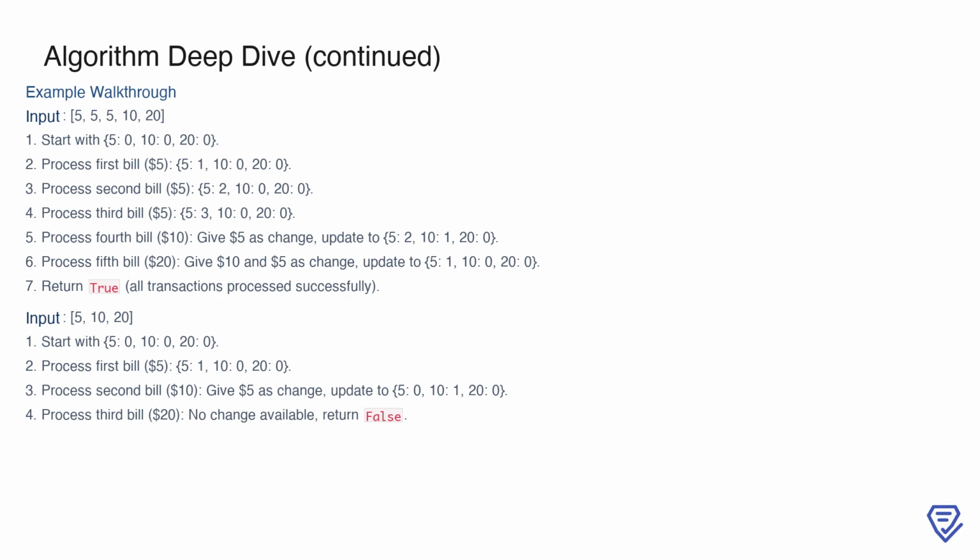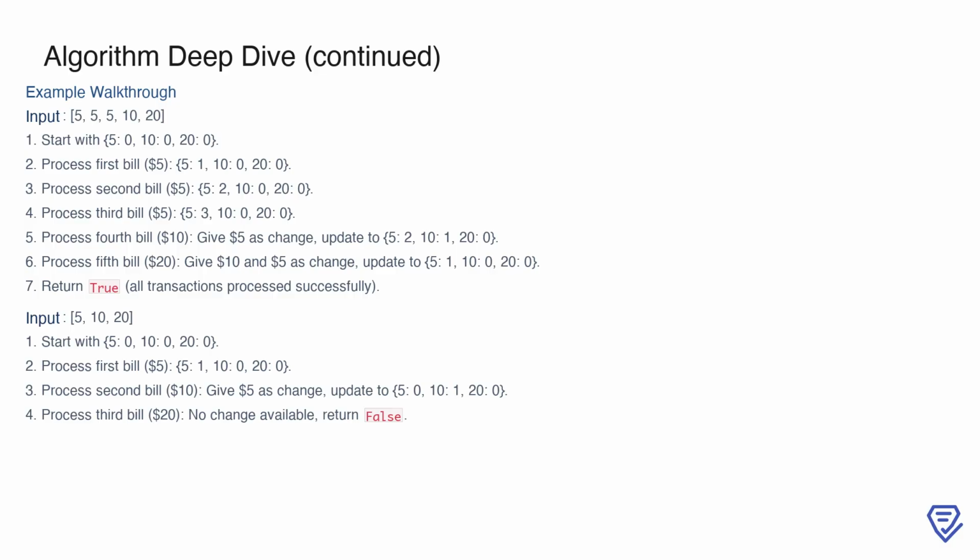First, consider the input 5, 5, 5, 10, 20. Start with no bills: {5: 0, 10: 0, 20: 0}. Process the first $5 bill and update to {5: 1, 10: 0, 20: 0}. The second and third $5 bills increase the count to {5: 3, 10: 0, 20: 0}. Now comes a $10 bill, give one $5 bill as change, leaving {5: 2, 10: 1, 20: 0}. Finally, for the $20 bill, give one $10 bill and one $5 bill as change, resulting in {5: 1, 10: 0, 20: 0}. All transactions are processed successfully, so return true.